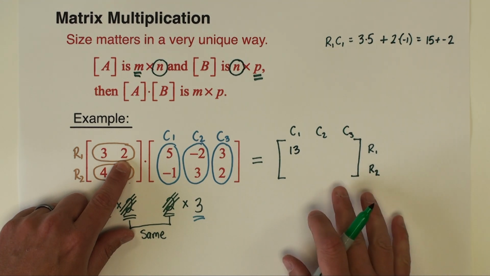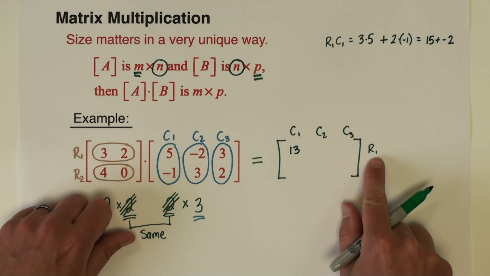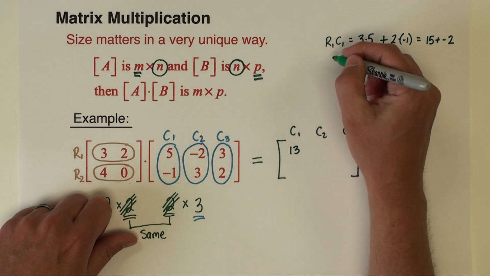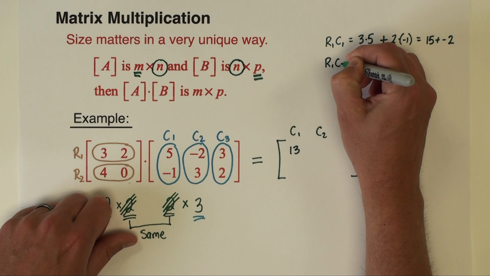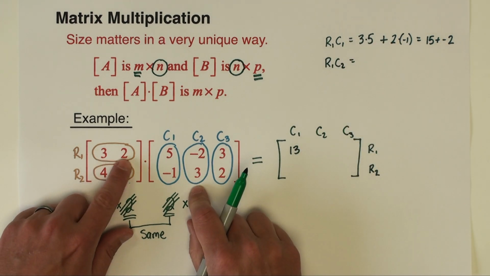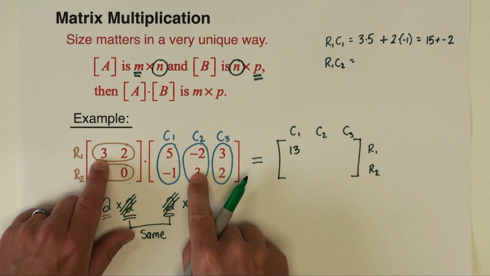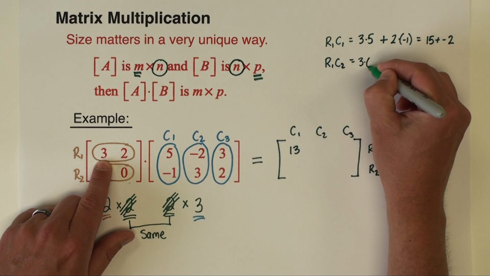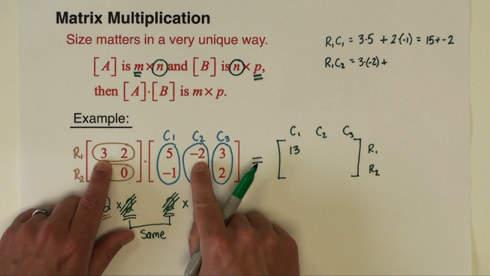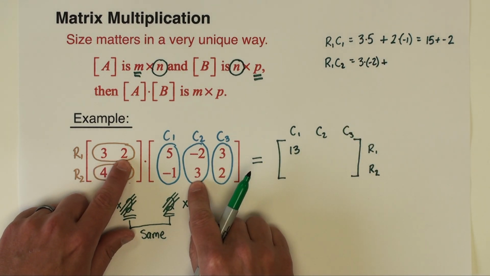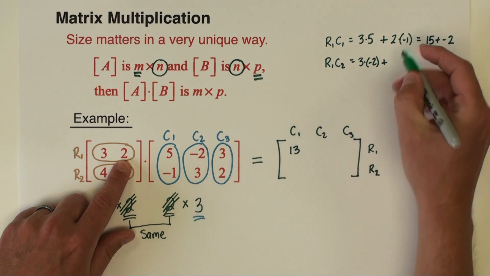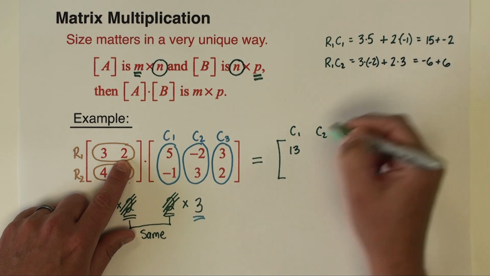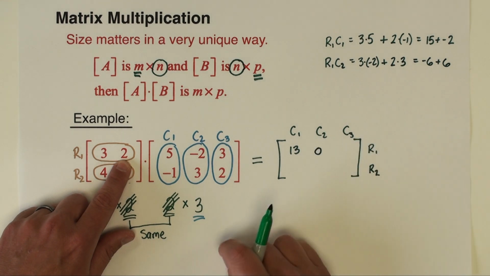Okay, I'm going to do the same process for the other entries. Next, I'm going to stay in row 1 and move over to column 2. So I'm going to do the math right here for row 1, column 2. Stay in the top row, go to the middle column. I'm going to take the first numbers and multiply those, 3 times negative 2. And then I'm going to take the second numbers and multiply those, so 2 times 3. So we have negative 6 plus 6, which is 0.